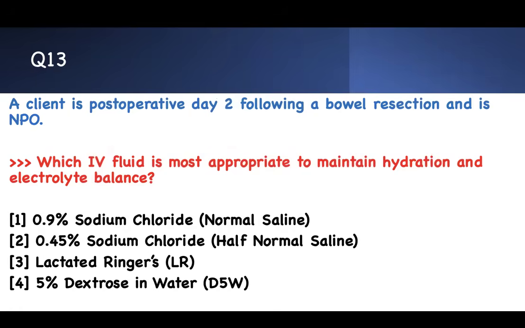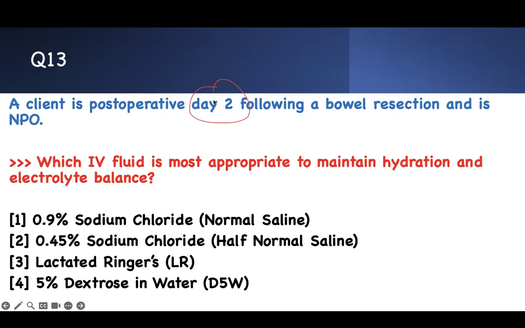The client is post-op day 2 following bowel resection, NPO. Which IV fluid is most appropriate to maintain hydration and electrolytes? This fluid and electrolyte NCLEX practice question on pharmacology practice test requires critical thinking. Why did I repeat myself? Because I want you to think and answer this question. I want everybody to try it, but look at it.